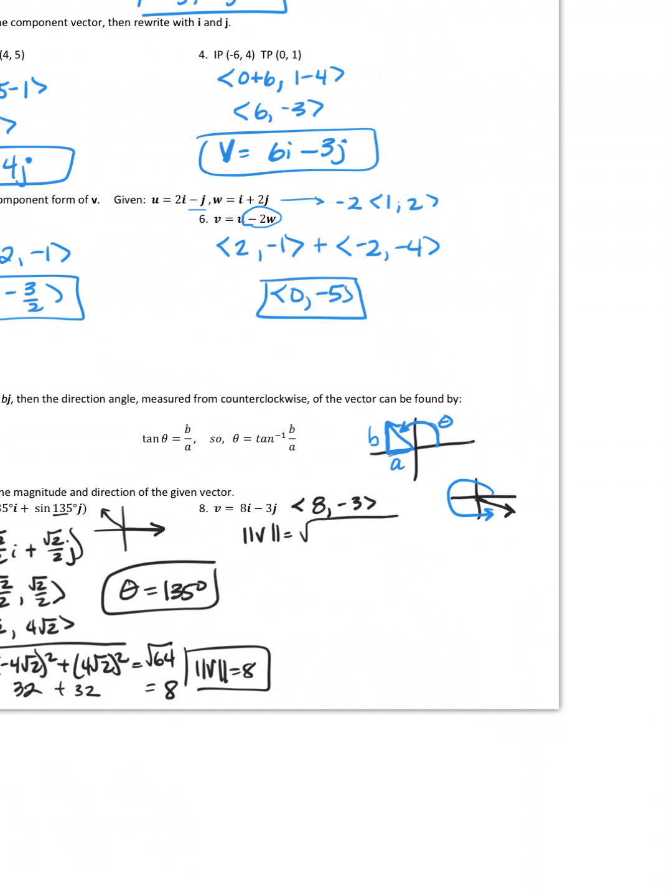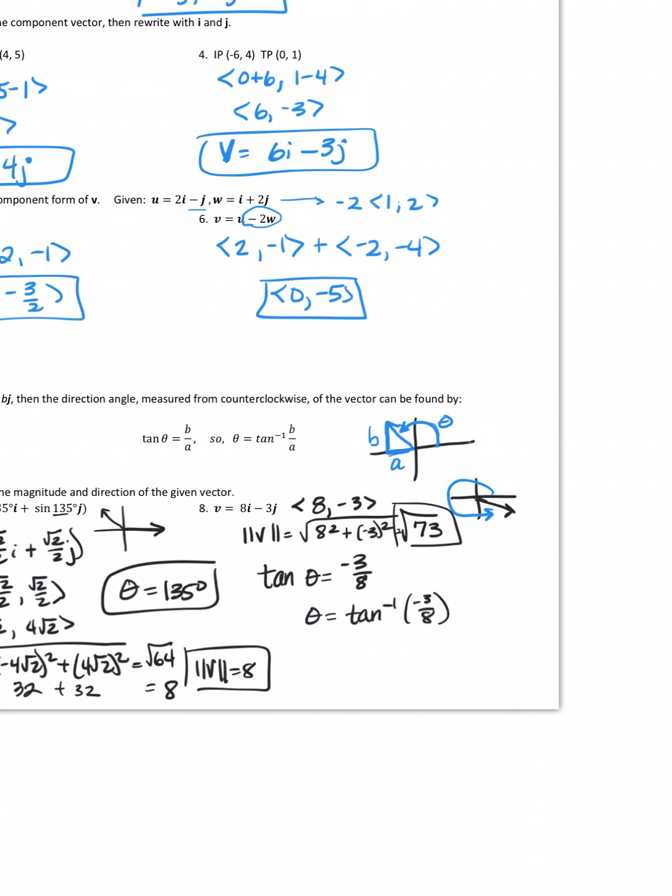What does the magnitude say? Well, it's going to be 8 squared plus negative 3 squared. 64 plus 9 is 73. So that's the square root of 73. There's the magnitude. Now to find my angle, I'm going to have to use that tangent thing. So the tangent of theta is going to be b over a. Remember, b is the vertical, so negative 3 over 8. So to find theta, I'm going to have to do the inverse tangent of negative 3 over 8.